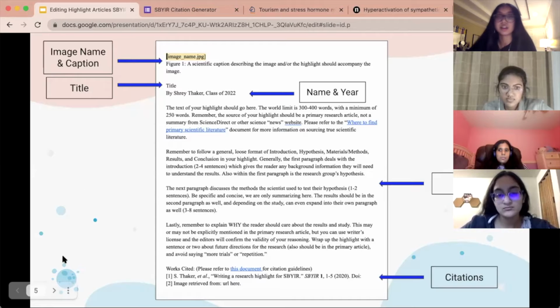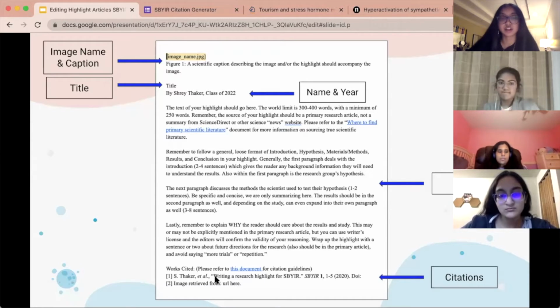And after that, there's citations. So the first citation is typically the journal article that they are referencing, formatted in the SBYIR citation format. And then underneath that, they cite the image that they used. So they just have to write image retrieved from, and then the URL that they got it from.